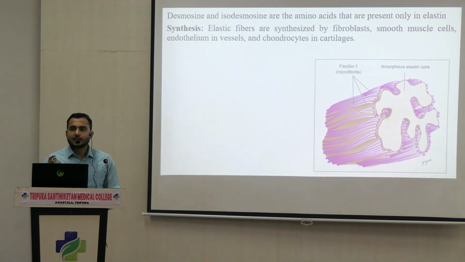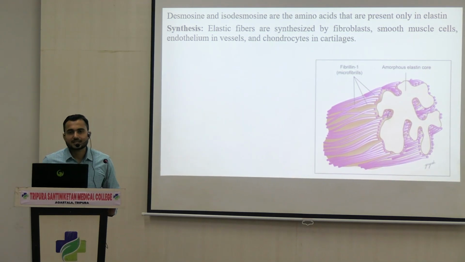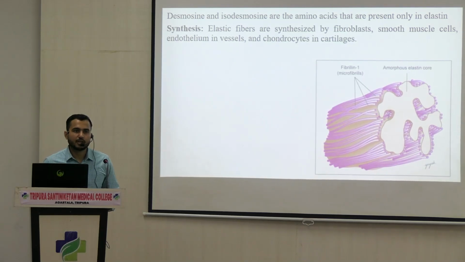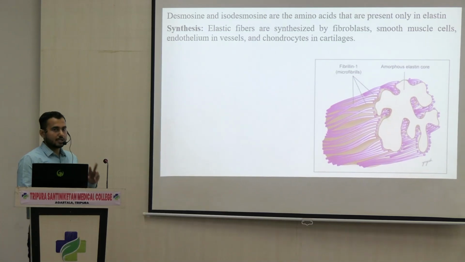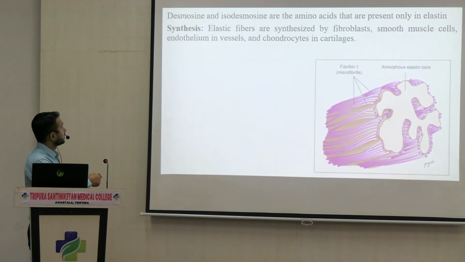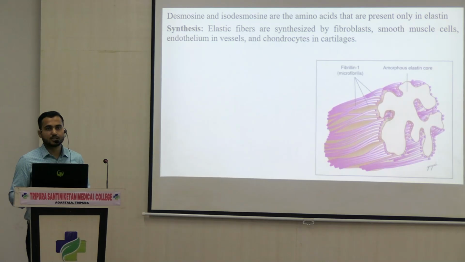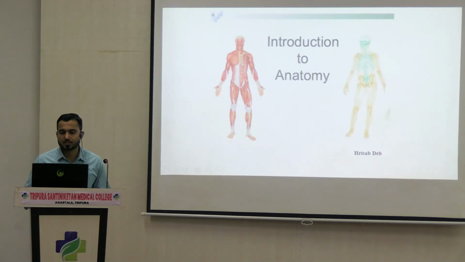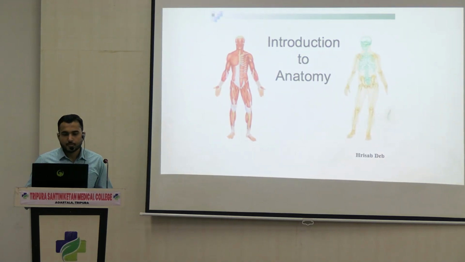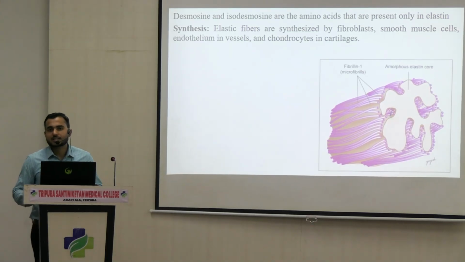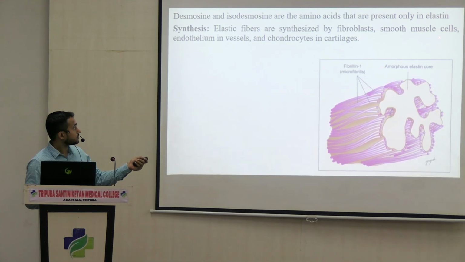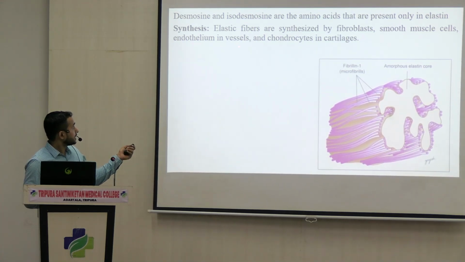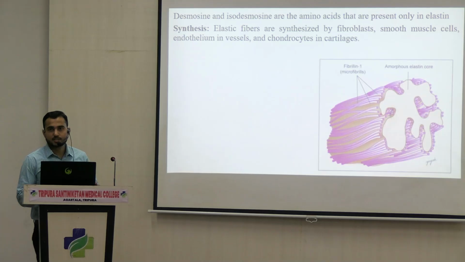Now, the central amorphous core is made up of elastin. Elastin is a protein. You know that proteins are made up of amino acids, right? Two amino acids are there, desmosine and isodesmosine. These are the two amino acids present in the central core. So how are the elastic fibers synthesized in our body? As you can see, it is done by the fibroblasts, smooth muscle cells, endothelium in the vessels, and chondrocytes in the cartilage. This is how the elastic fibers are synthesized in our body.